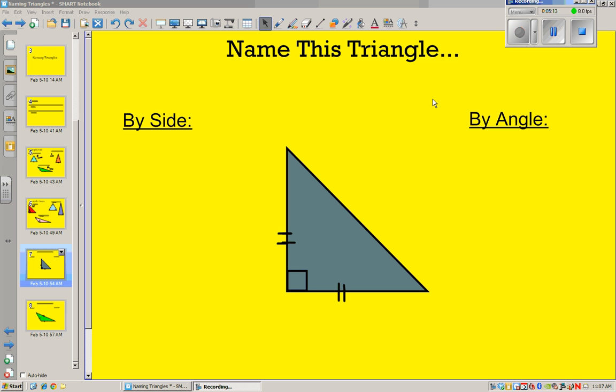Okay, it's time for you to do just a little bit of practicing. I want you to pause the video and name this triangle. Name it by its sides first, then name it by its angles.